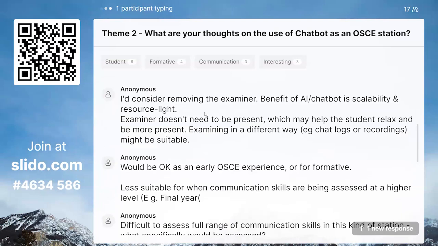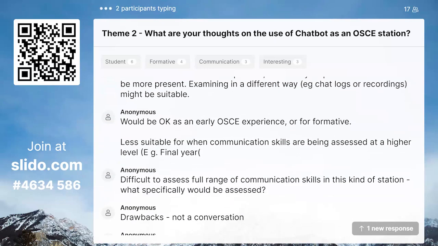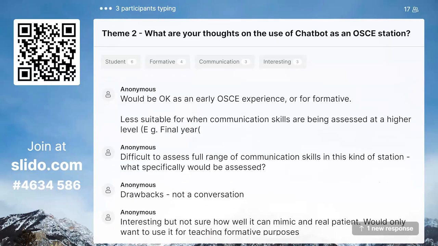I'd consider removing the examiner benefit of AI and chatbot as scalability. An examiner doesn't need to be present. At the moment, I think the way that chatbot is built, you do need an examiner just to facilitate the station, and with students being unfamiliar with chatbots in general. I think 90% of our students were not familiar with this as a tool before we introduced it to them.